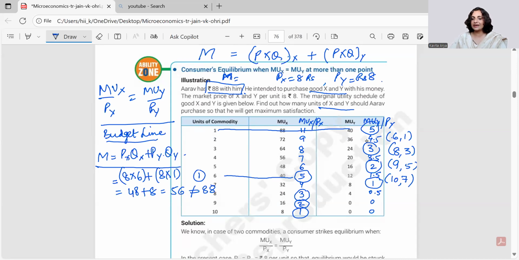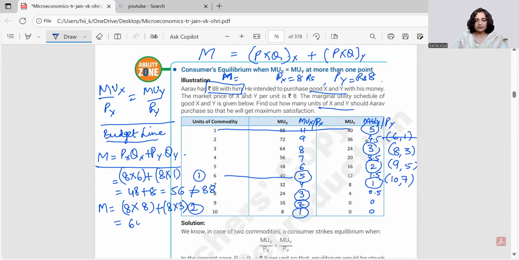So I reject this bundle. Now let's talk about the second possible solution. Here M would be equal to 8 is the price and 8 is the quantity. Here 8 is the price and 3 is the quantity.